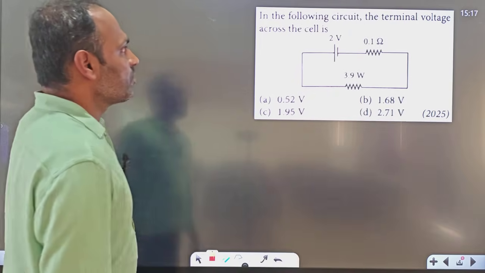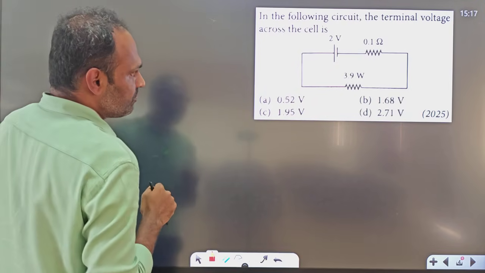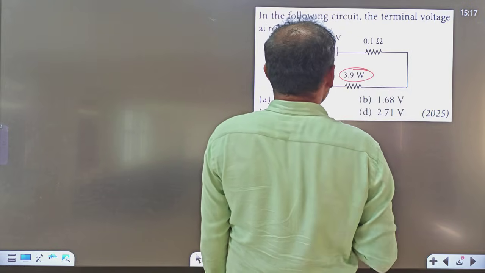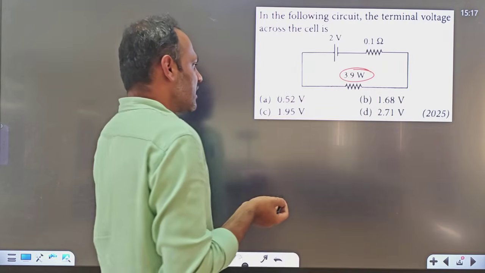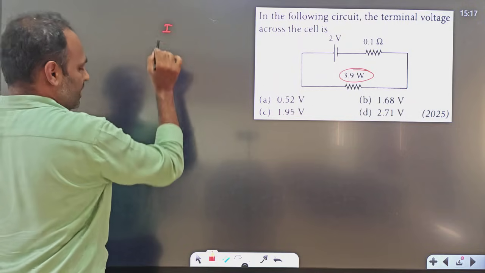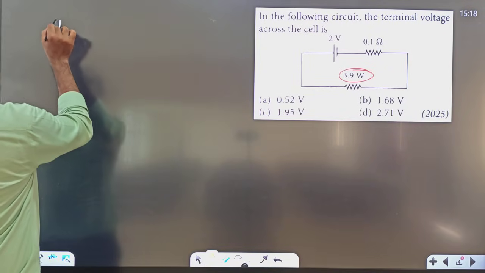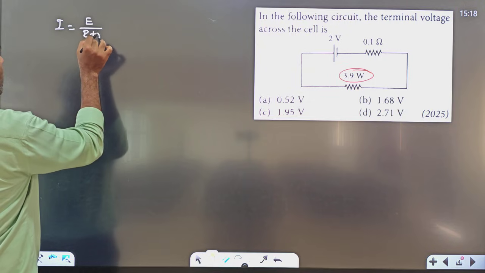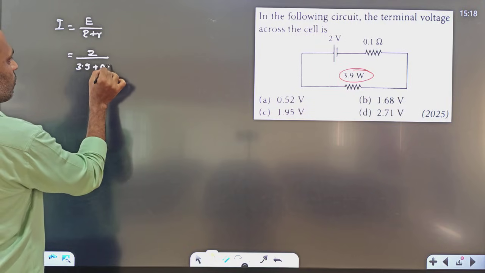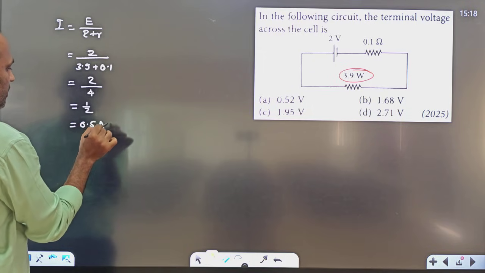In the following circuit, they are asking for the terminal voltage across the cell. So let us calculate the terminal voltage here. First, the very first thing is what they have given. Here they have given 3.9 watt, but it is not watt actually. It has to be ohm, right? It is not watt. Okay, let us calculate the current then. Current I is equal to E divided by R plus r, we know the formula. External resistance is 3.9, internal resistance is 0.1. So this is 2 divided by 4, which is equal to 1 by 2. Hence it is 0.5 ampere. So this much is the current.